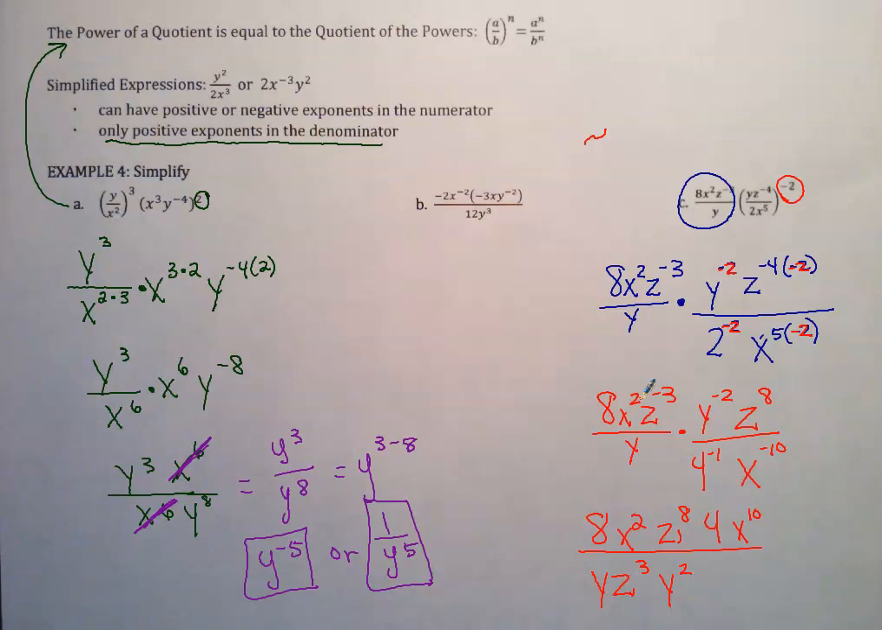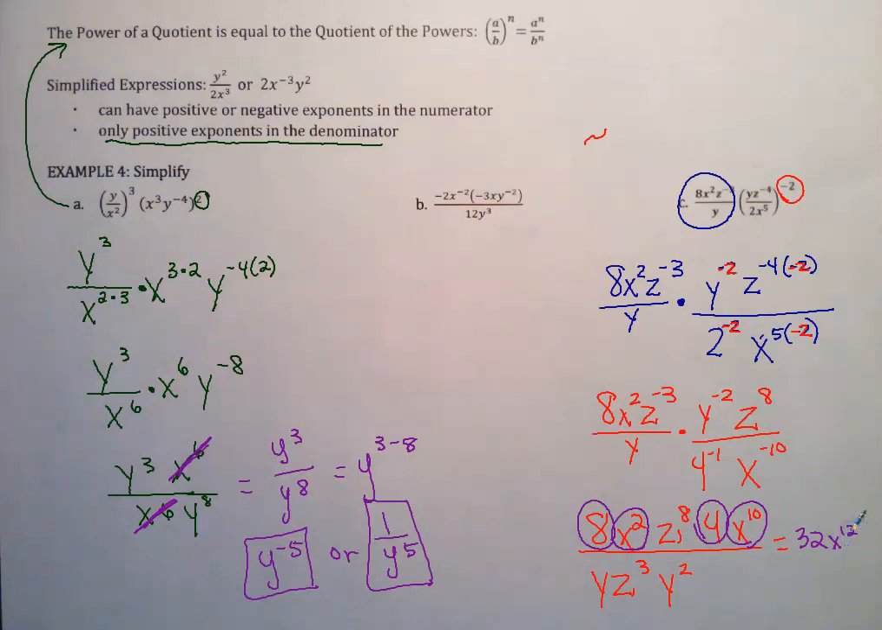Okay, so now what? We can maybe cancel some things and combine some things. So how about we start with the 8 times the 4? That'd be 32. Then we have an x squared in our numerator, and then we have an x to the 10. So what should we do with those when they're being multiplied? Add them. So it's going to be x to the 12th.